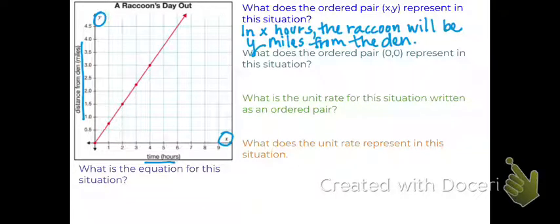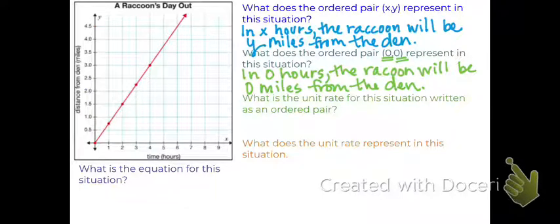So the XY ordered pair represents how many hours, in X hours, the raccoon will be Y miles from the den. So if we look at a specific ordered pair, like right here, 0, 0, the first 0 means 0 hours because the X coordinate means hours, and the second 0 means 0 miles from the den. So the point 0, 0 you read with the label. In 0 hours, the raccoon will be 0 miles from the den.